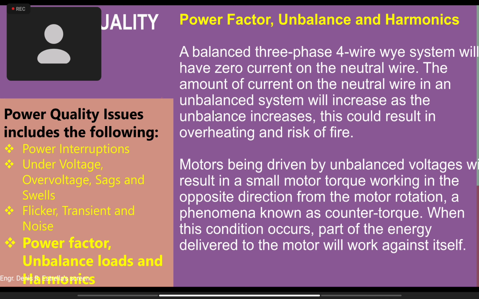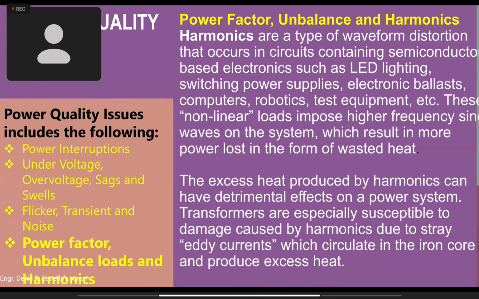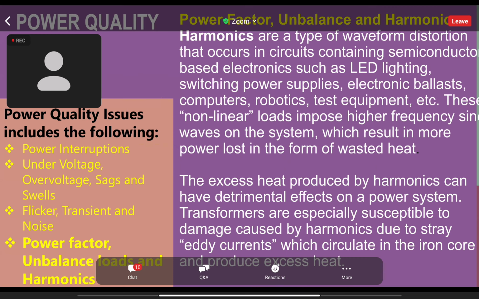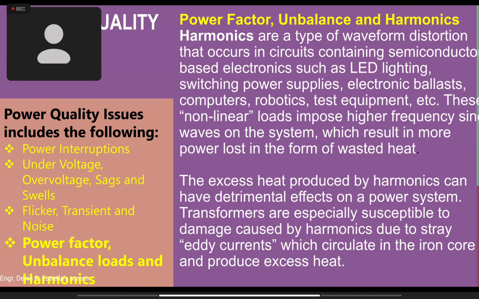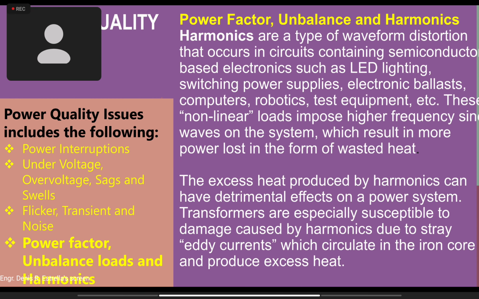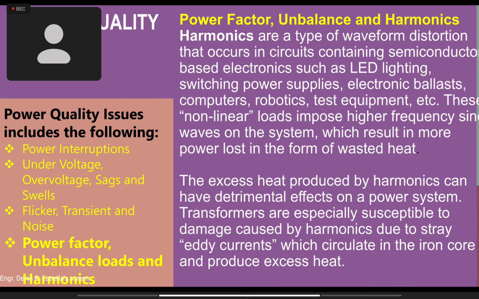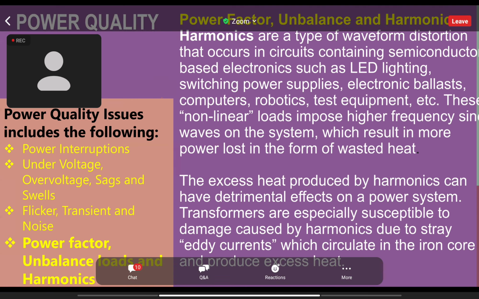Okay, the other factor is the harmonics. Harmonics is a very long topic, pero kailangan natin i-discuss dito in general terms and how it affects the system. So, what is harmonics? Harmonics are type of waveform distortion that occurs in circuits containing semiconductor-based electronics such as lighting, switching power supplies, electronic ballast, computers, robotics equipments, and VFD. So meron tayong mga VFD. Although VFD, meron tayong filtering device niya. Some of the VFDs, merong filtering device, pero mag-create pa rin yan siya ng harmonics because of the operation of the switching component.